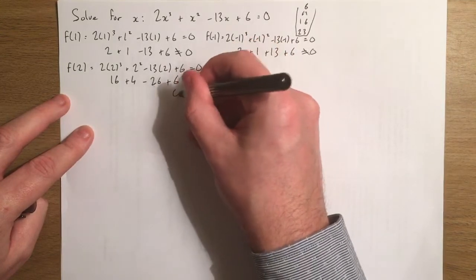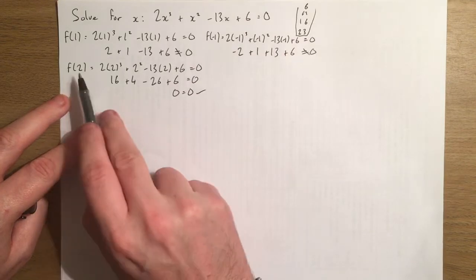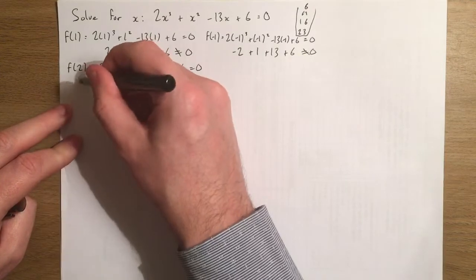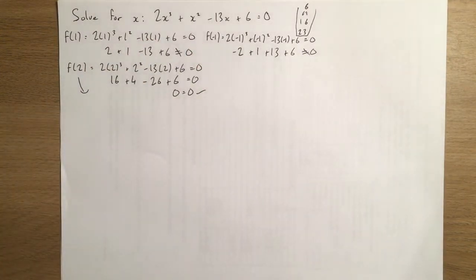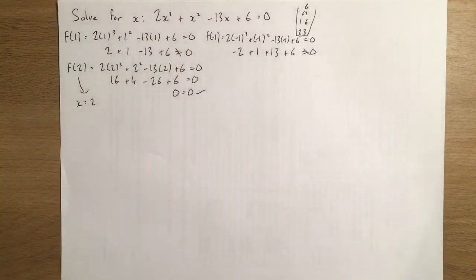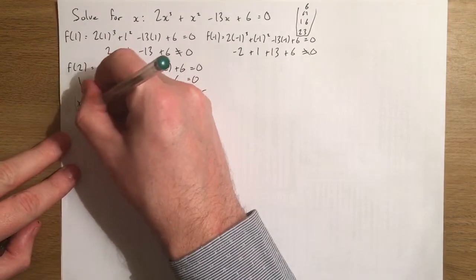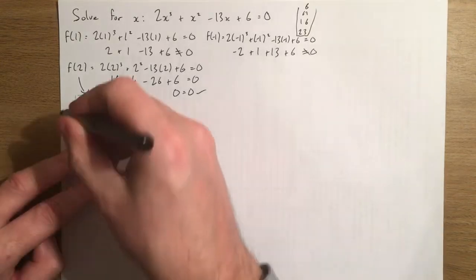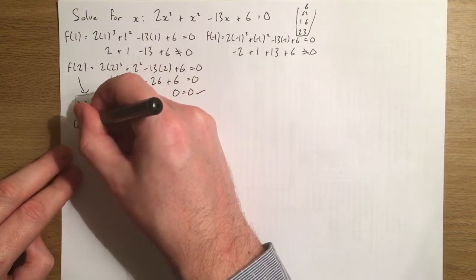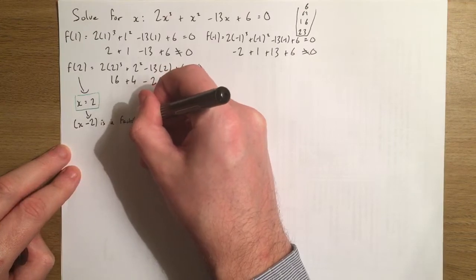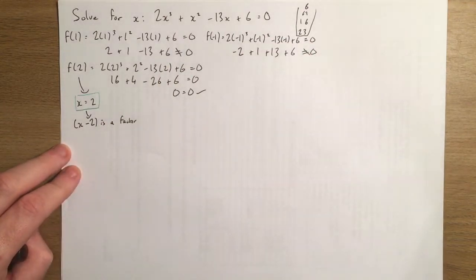Okay, so the left-hand side there is equal to 0. So you have found your root or solution. Okay, so you've made your breakthrough. So you sub 2 in, you get 0. So that means x is equal to 2 is a root or a solution. All right. Now, if x is equal to 2 is a root, that means x minus 2 is a factor of the equation that I started with.